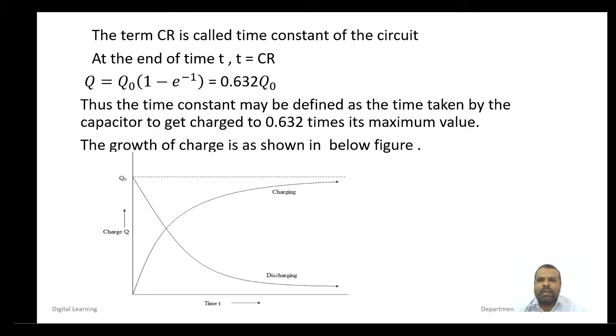The term CR is called the time constant of the circuit. At the end of time t, t is equal to CR, Q is equal to Q naught into bracket 1 minus e raised to minus 1. That is equal to 0.632 into Q naught. Thus, the time constant may be defined as the time taken by the capacitor to get charged to 0.632 times its maximum value. The growth of charge is as shown in the figure below.